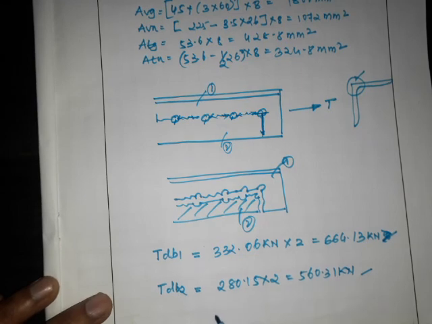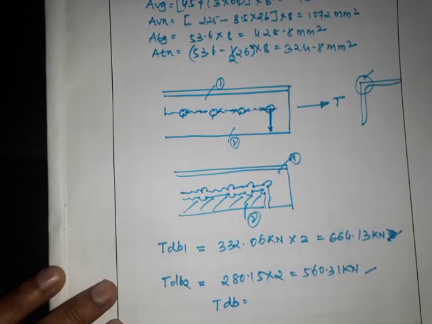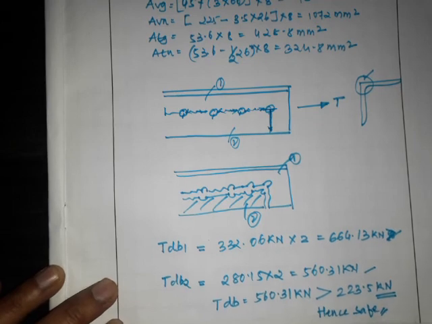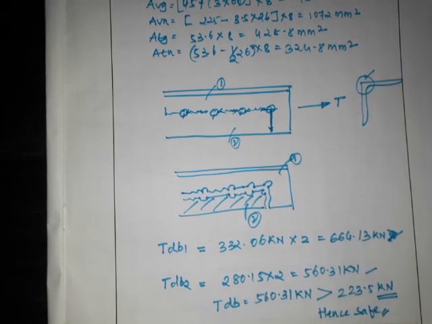The least of these two will be TDB, that is 560.31 kilonewton, which is more than 223.5 kilonewton. So it is hence safe to carry all the modes of tensile failure, that is yielding, fracture as well as block shear. So this is the end of the design of the main tie.